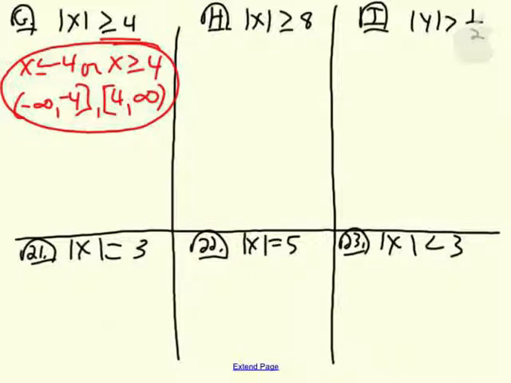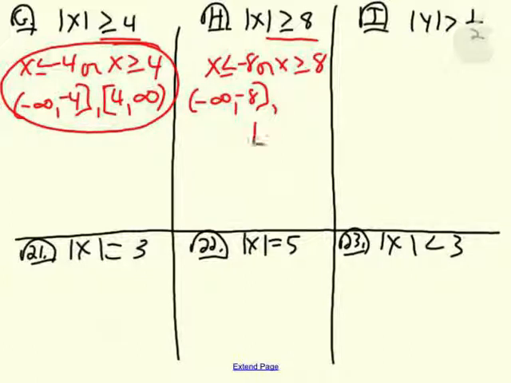You should stop the movie and do H and I. For that matter, it wouldn't hurt for you to do the bottom. 21, 22, and 23, we start mixing things up. In H, you should be thinking wings, so we're going to be to the left of negative 8 or to the right of 8. Interval notation, minus infinity to minus 8, bracket, comma, bracket 8, comma, infinity.